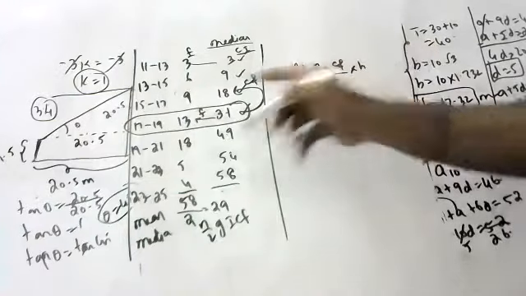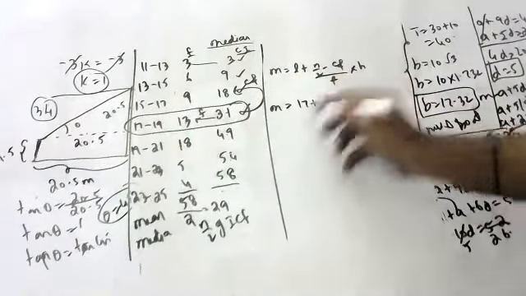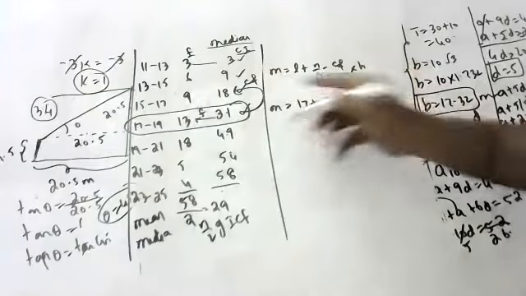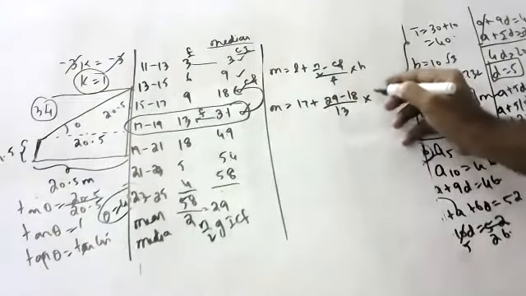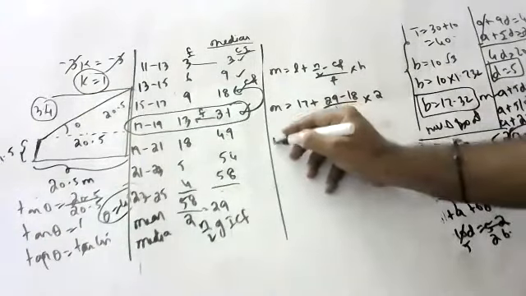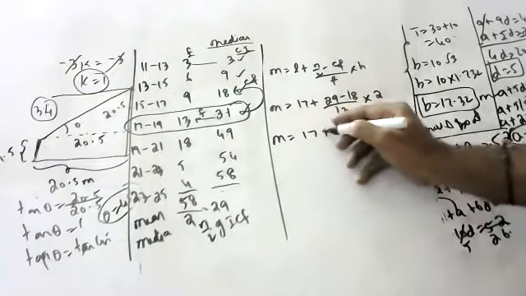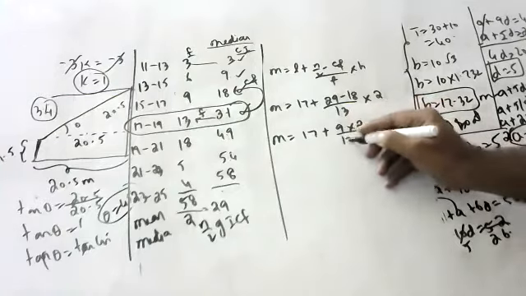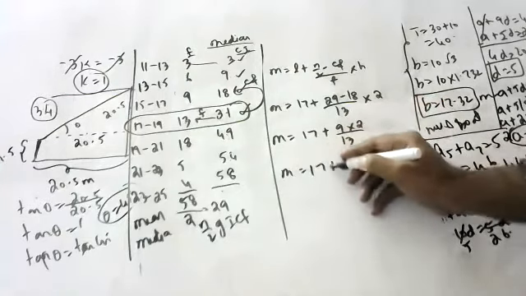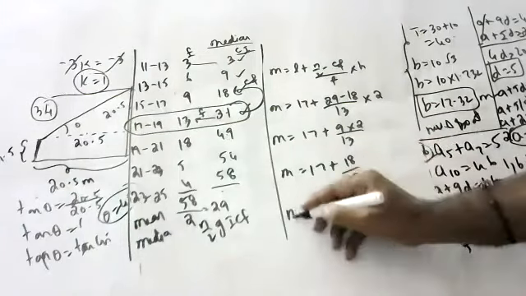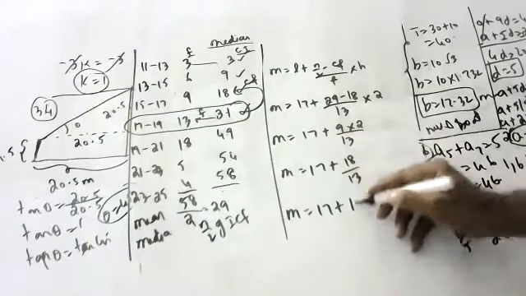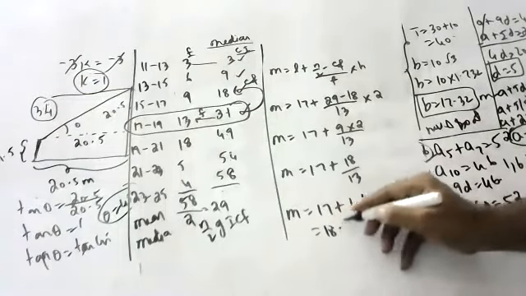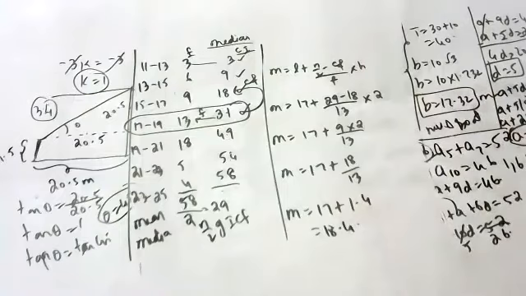So children, what is the lower limit? 17. N by 2 is what, children? 29. Minus, and CF is what, children? 18, by 13 into 2. Class size is how much, children? 2. So median is equal to 17 plus 29 minus 18, which is 11, into 2 by 13. Median is equal to 17 plus 22 by 13. This is the median.